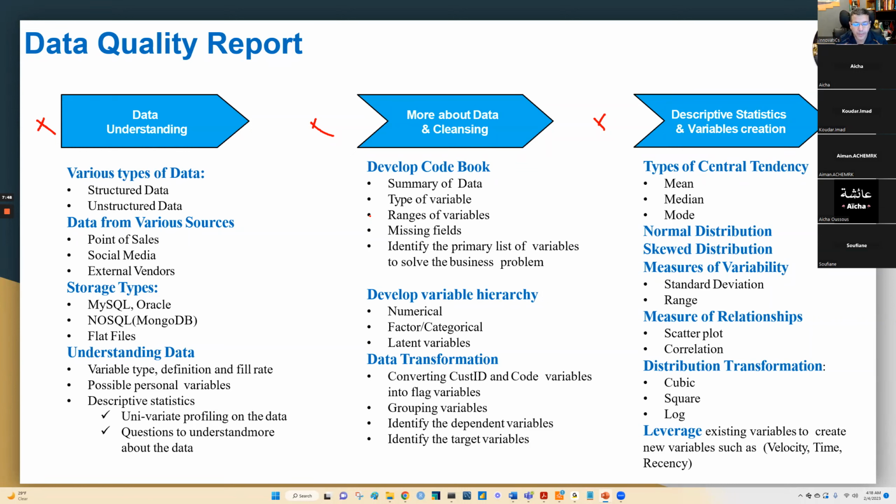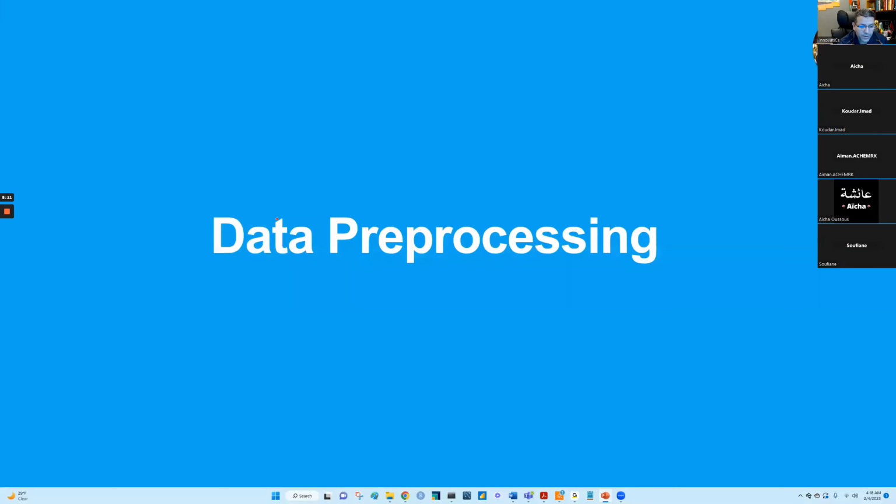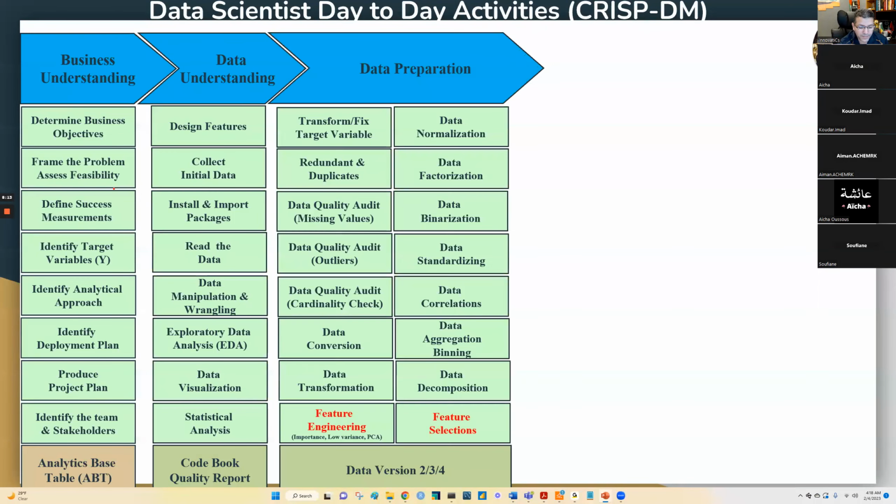Try to document as much as you can, because whatever you document will be used later once we move into data preparation to help us understand exactly what needs to be fixed. If you don't have the roadmap, you cannot probably drive to your destination. So now we have a good quality report, and that is what we are going to use for data preparation.